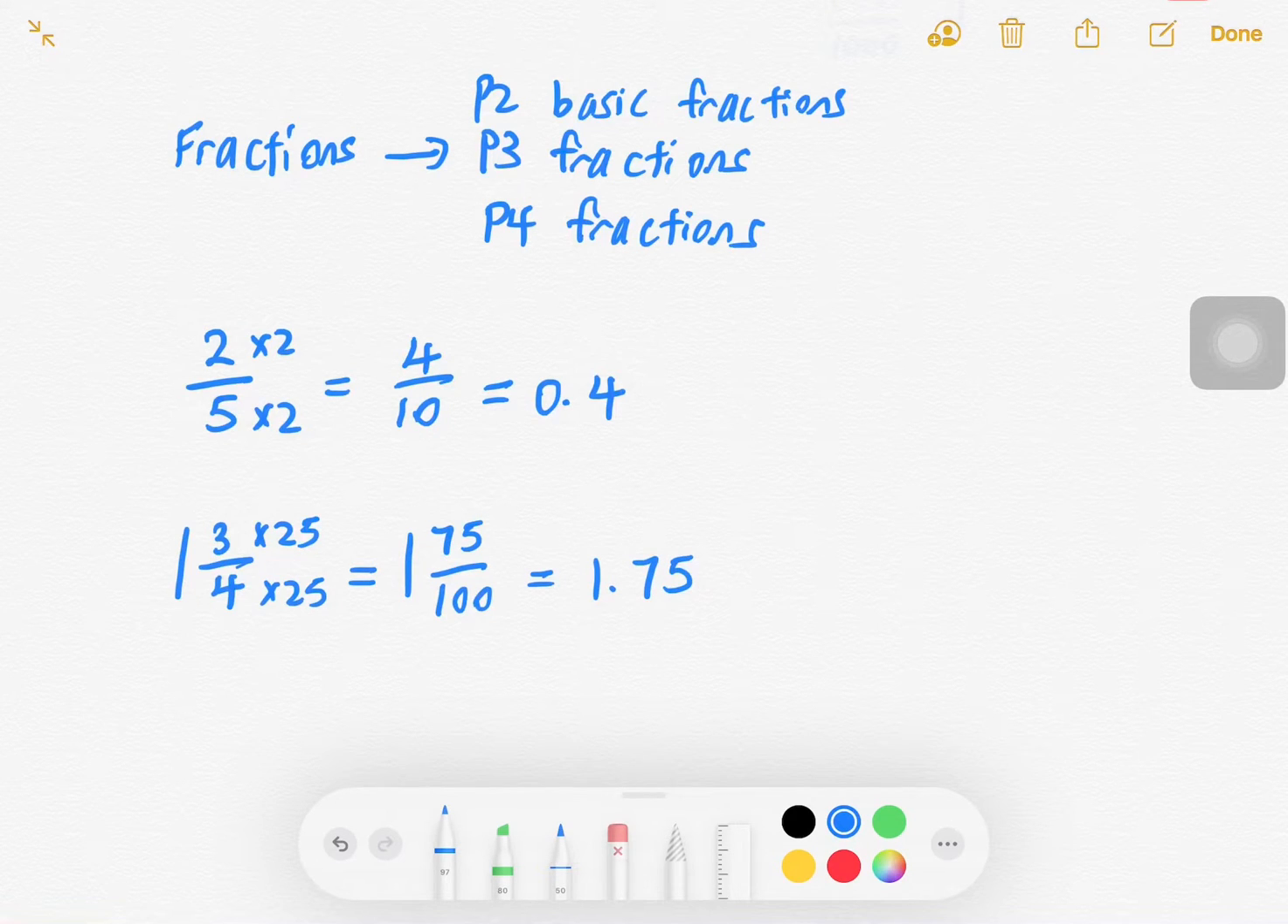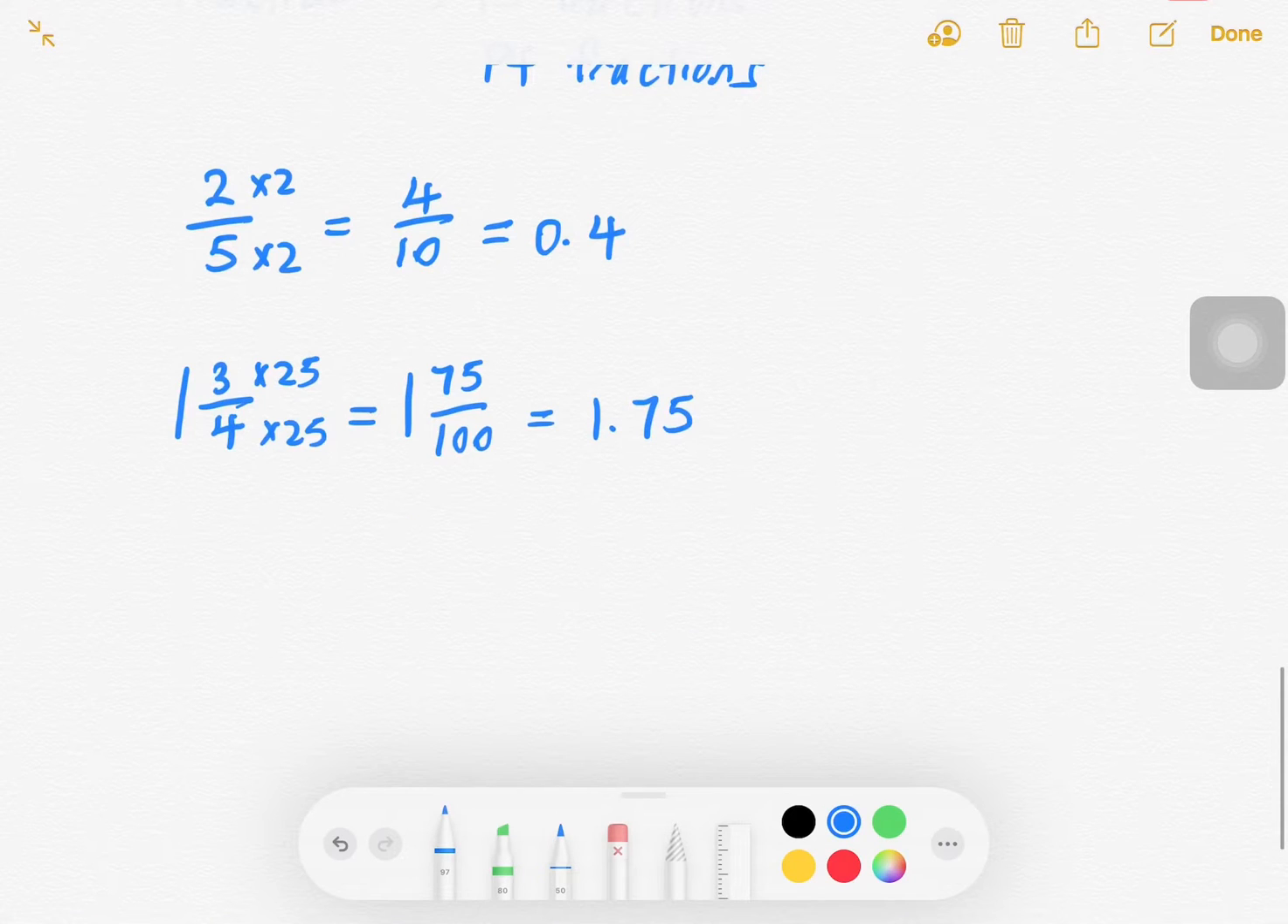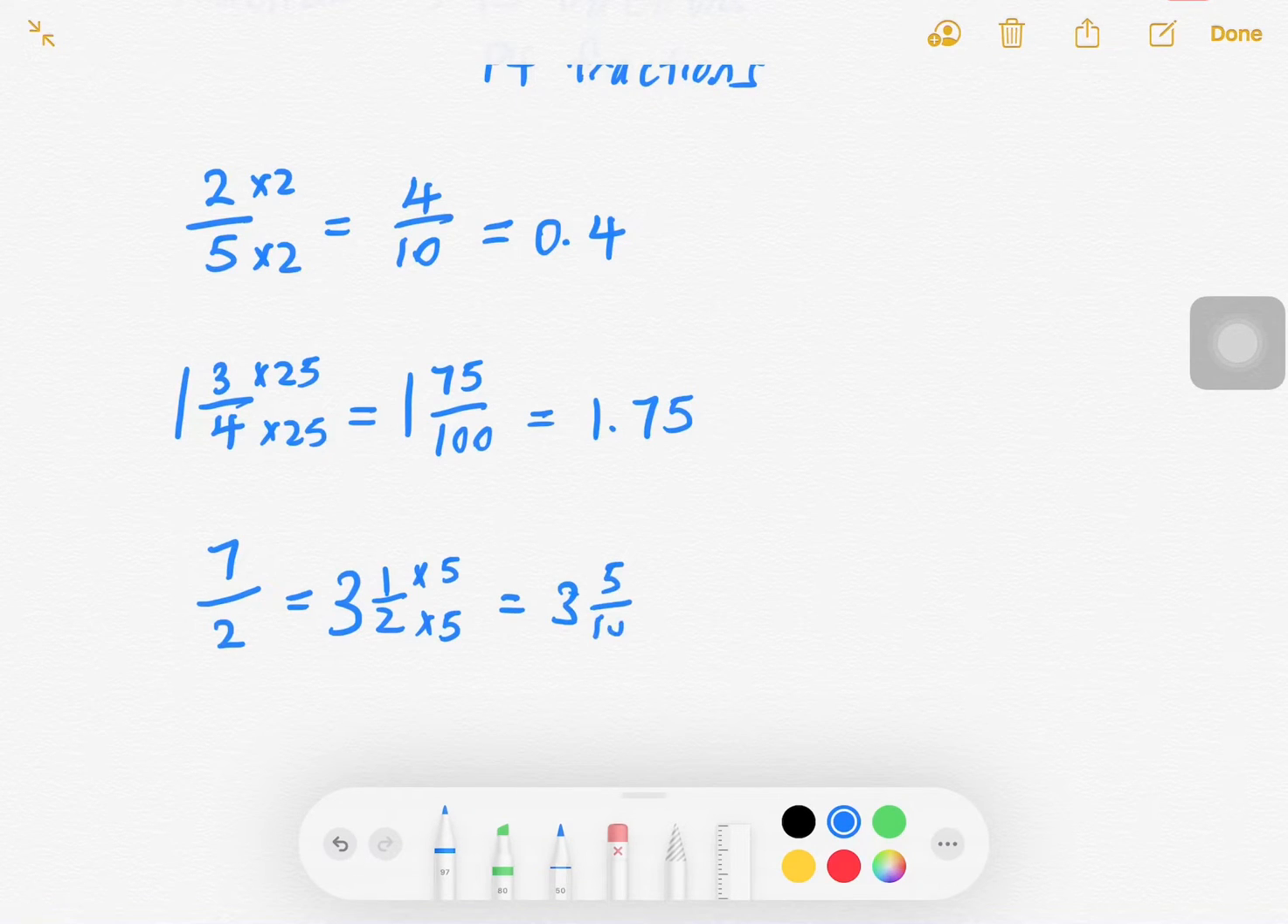So what happens if I have an improper fraction? Let's say I have 7 out of 2. There are two ways to do it. One way, I can change it into a mixed number first. So 7 out of 2 is actually 3.5. But if you want to convert to the fraction with the 10 denominator, I will multiply by 5. It's actually 3 whole, 5 out of 10, so I get 3.5.